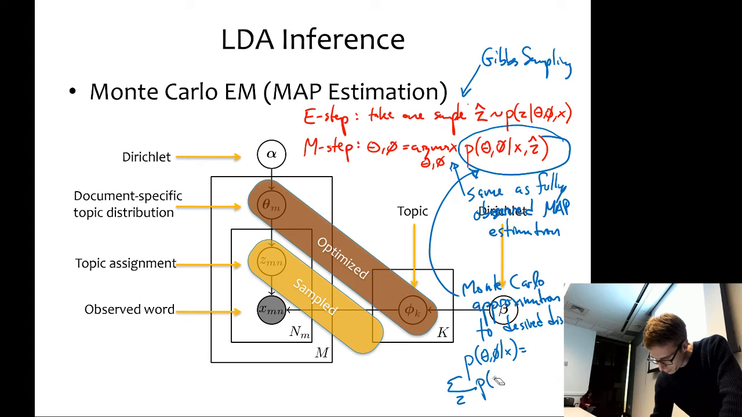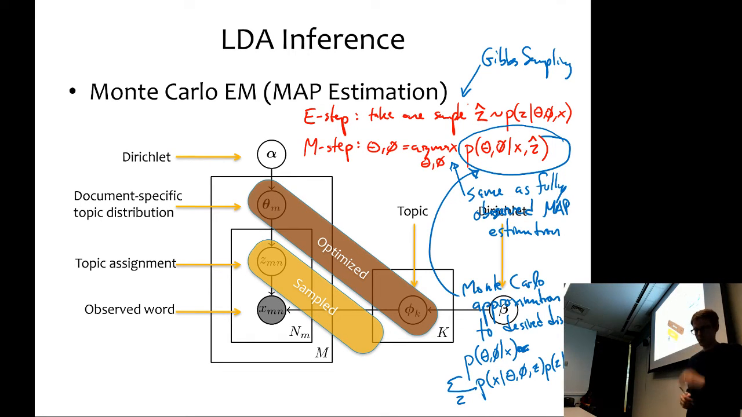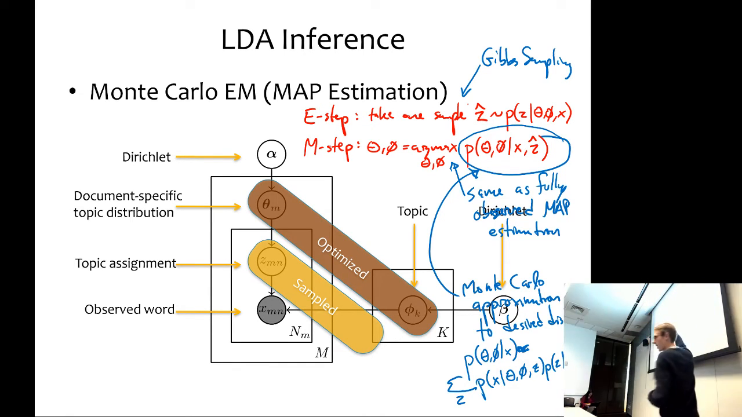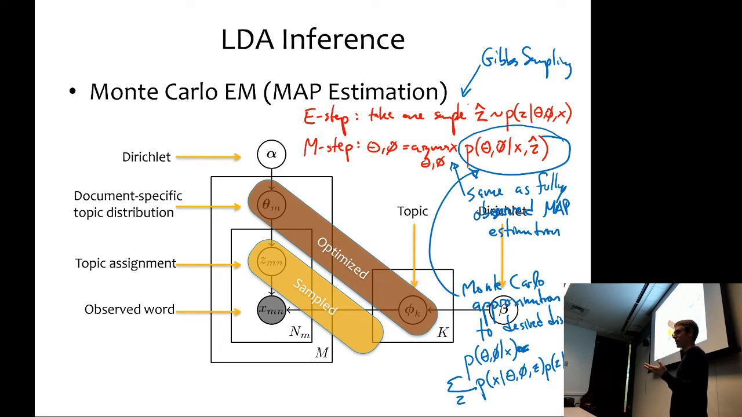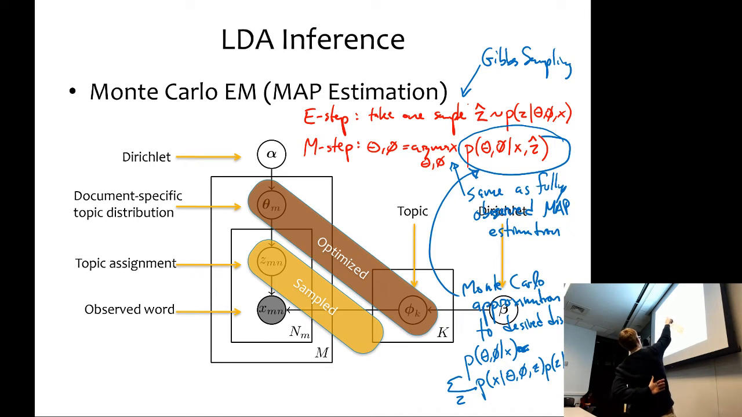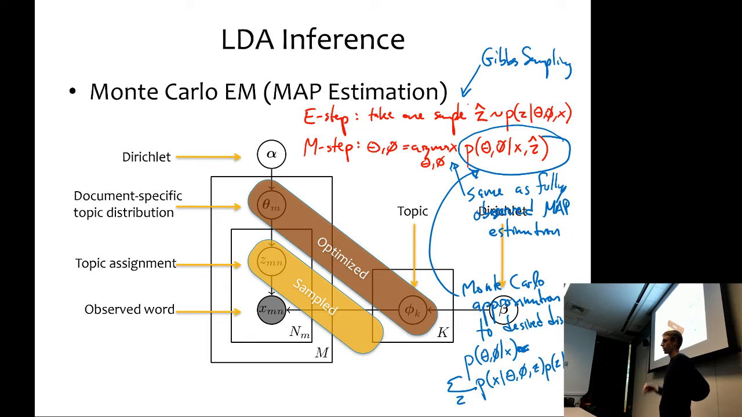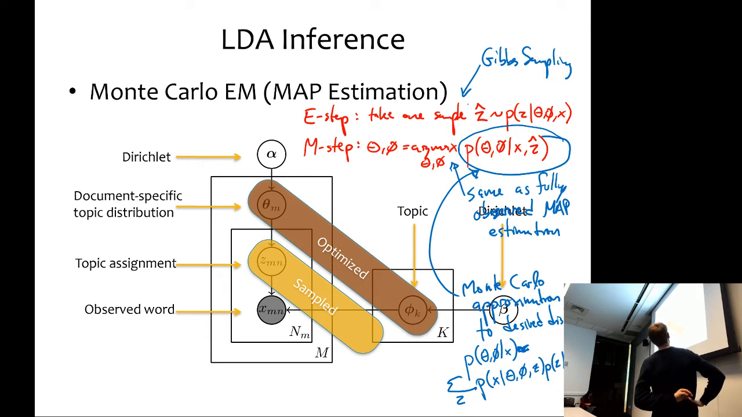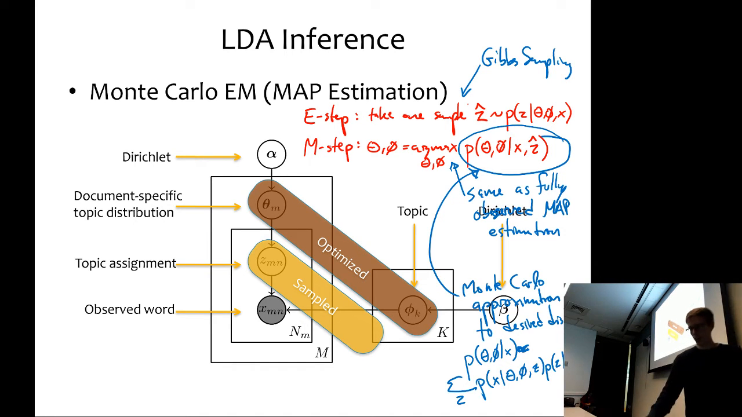I'm going to write this in a slightly different way here. The probability of x given theta, so this is proportional to the probability of x given theta, phi, and z, times the probability of z given just theta. Okay. So it's a particularly bad Monte Carlo approximation because we're only using one sample. A better approximation would be to approximate this by taking many samples z and averaging over them.